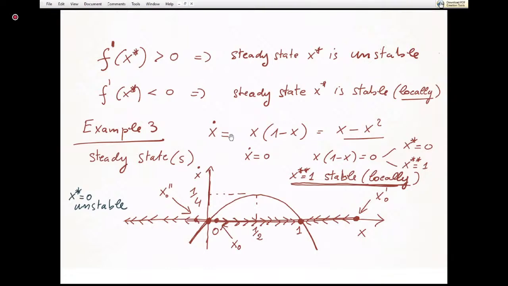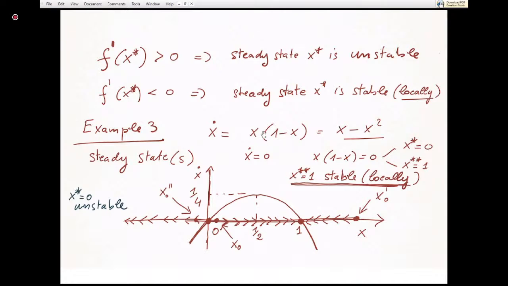What are the steady states of this model? In principle, in an economic model, the population should start from a positive level. But this is a model which is just a mathematical model here, and so I allow here also negative values for x, just to show you the concept of stability. In the next example, you will see an application to an environmental problem, and of course x will be positive there.